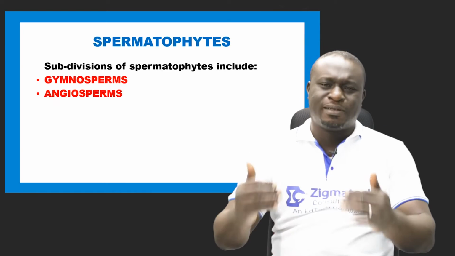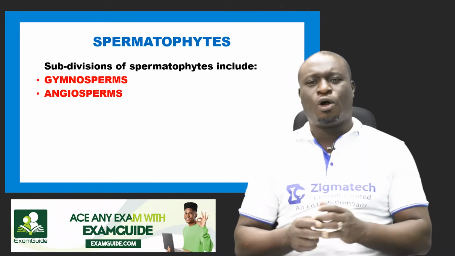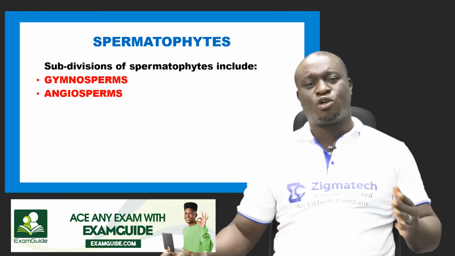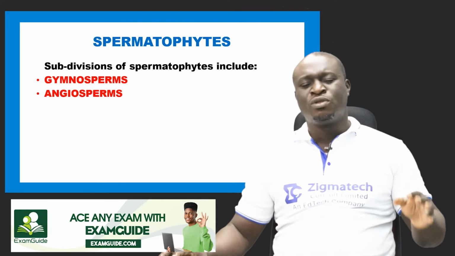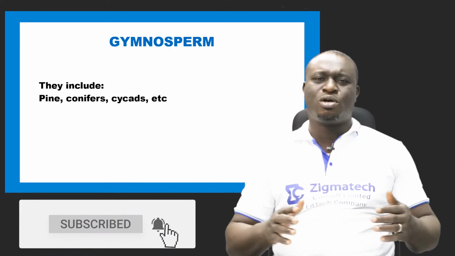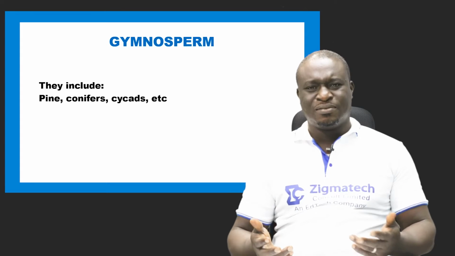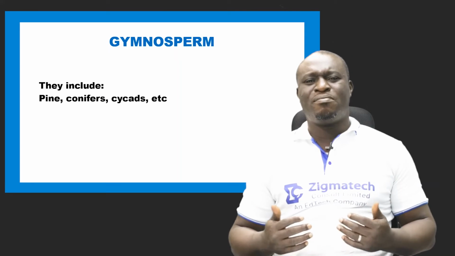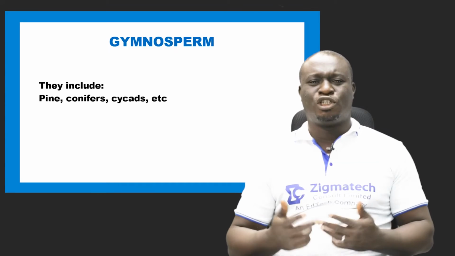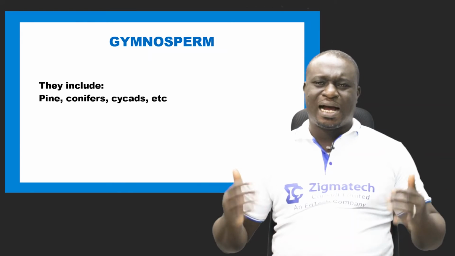Spermatophytes are further subdivided into two main groups, which are called gymnosperms and angiosperms. Looking at gymnosperms, we can pick out two major characteristics that distinguish gymnosperms from angiosperms. Gymnosperms are plants that produce naked seeds. It simply means that their seeds are not covered. Another characteristic is that their seeds are not enveloped. In other words, they are naked seeds.